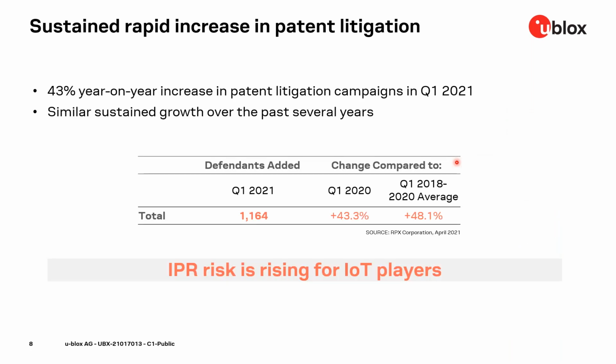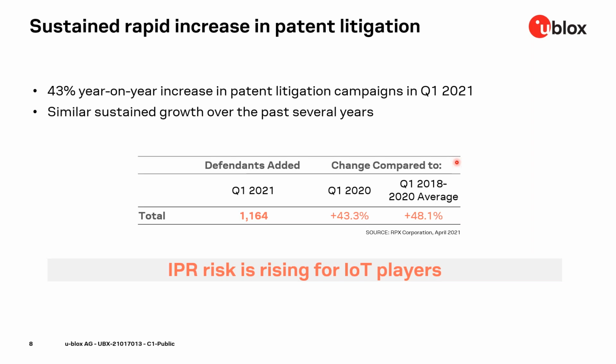Here are a few data points about how aggressive patent holders are becoming in their efforts to get paid. In the first quarter of 2021, we saw more than a 43% year-over-year increase in the number of defendants named in patent litigations. And this is on top of similar annual growth rates from prior years. The patent owners do this because it's their right to protect their innovations and get paid for their inventions. And they do it because it's also profitable.